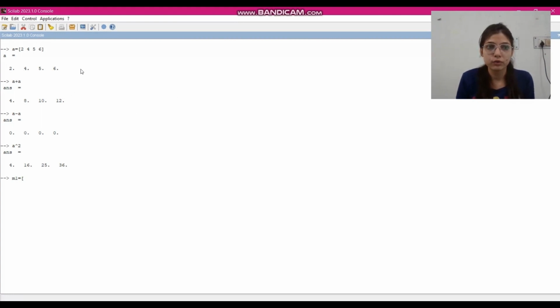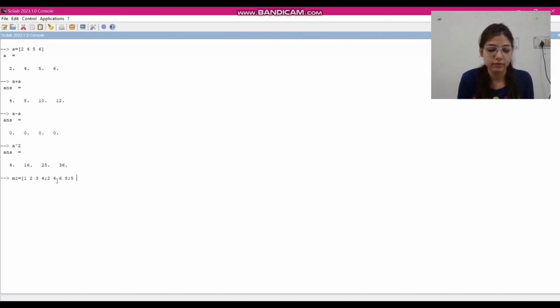So one row we can form by this. How do we get another row? We'll write like this: 1, 2, 3, 4. This is the first line. We now want the next row, so we will give a semicolon and then write another row: 2, 4, 6, 8. Then we give a semicolon, so we'll get the next row.